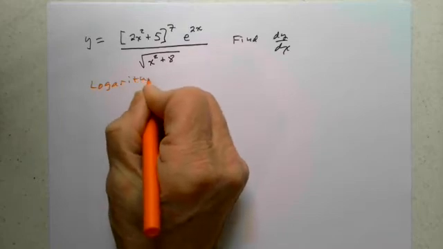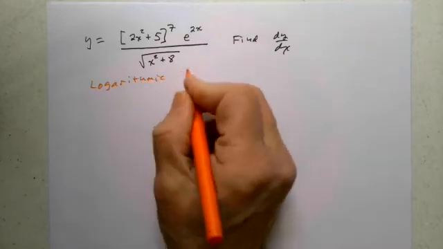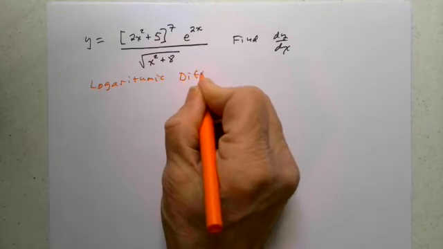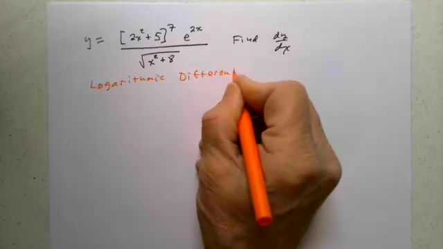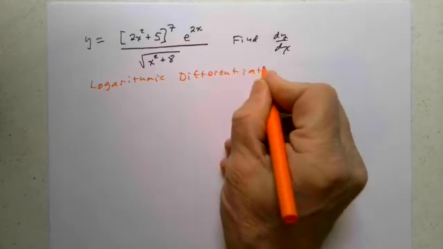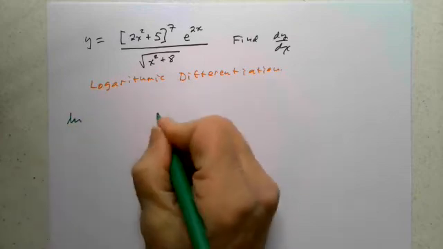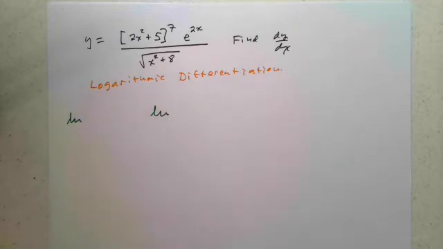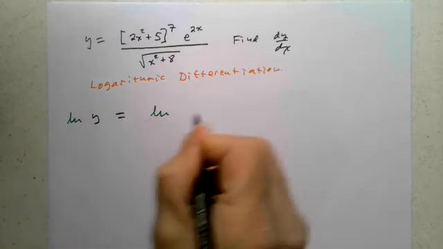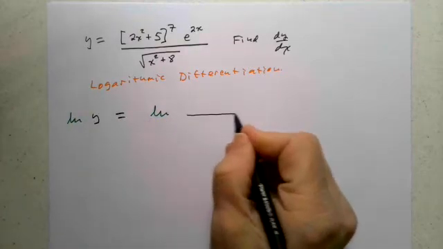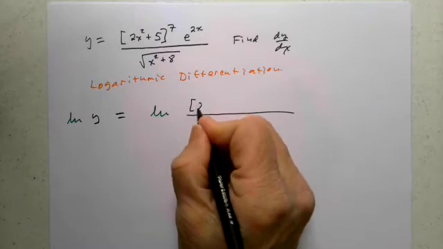And I'm going to appeal to the rules of logs together with implicit derivatives to enable me to do this in a more reasonable manner. So here's what I do. I take the natural log of both sides. I have the natural log of y on the left, and the natural log of that expression on the right. So we have natural log of y equals the natural log of all of this.